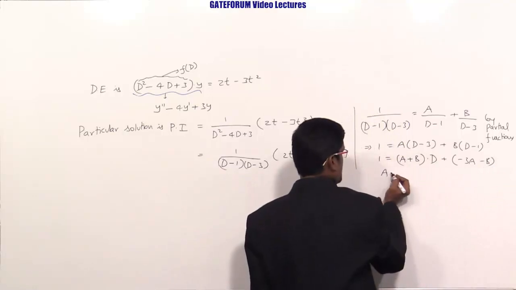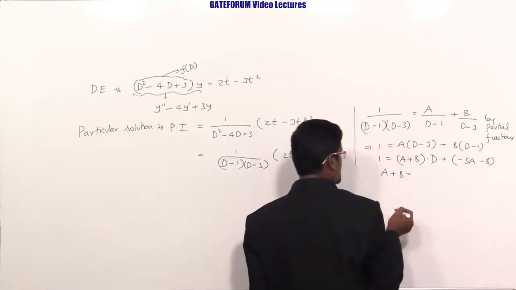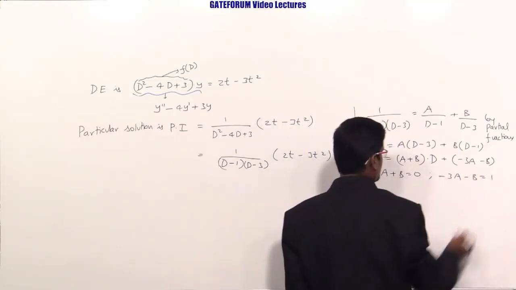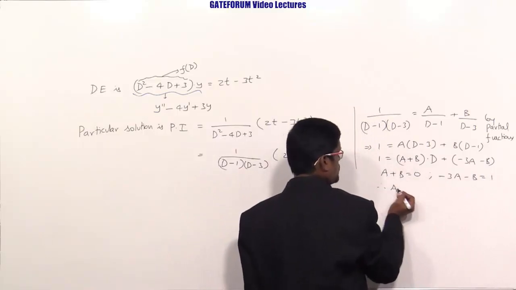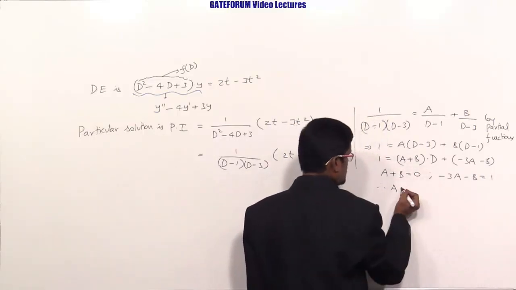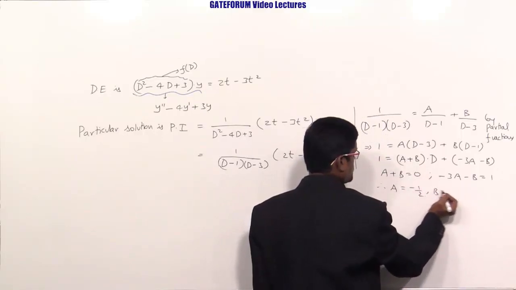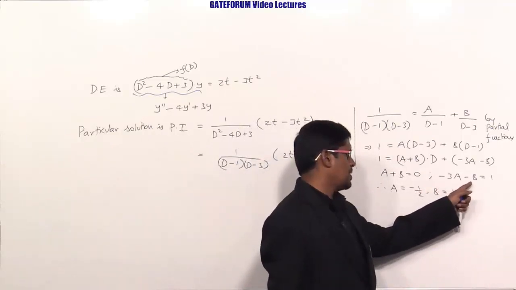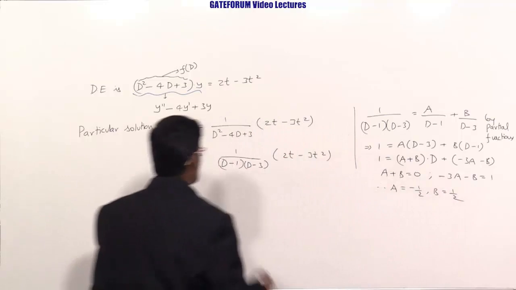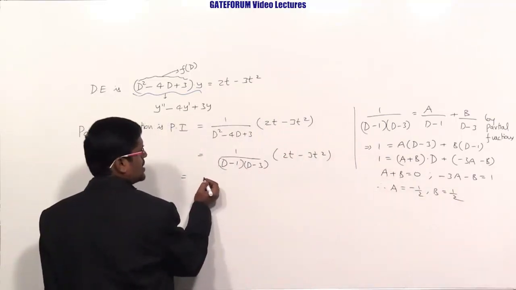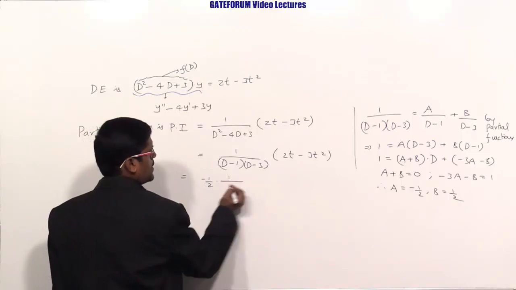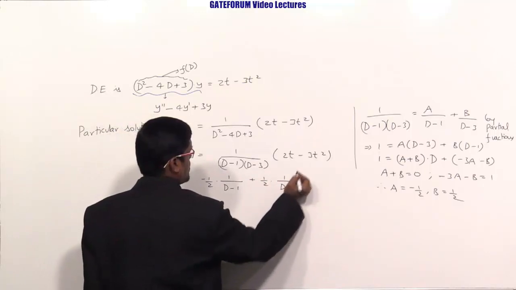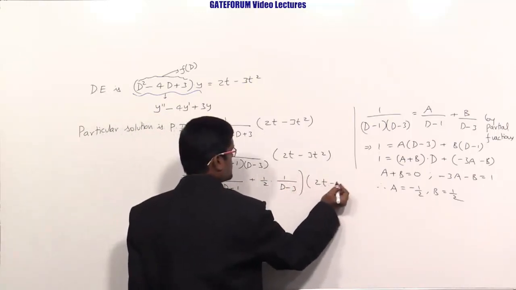Equating like terms, A plus B, there is no D term on the left side, so we will get 0, and minus 3A minus B is equal to 1. If you solve, A is equal to minus half and B is equal to half. If I cross check this equation, plus 3 by 2 minus 2 by 2, that is 1. So finally I get back minus half into 1 by (D minus 1) plus half into 1 by (D minus 3), both operated on 2t minus 3t square.